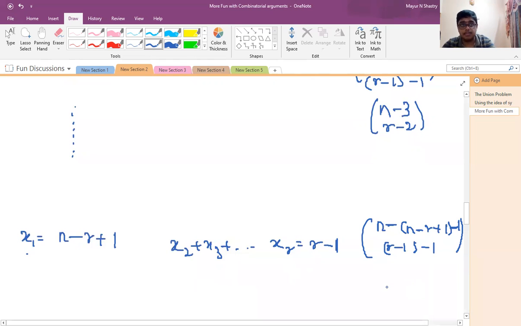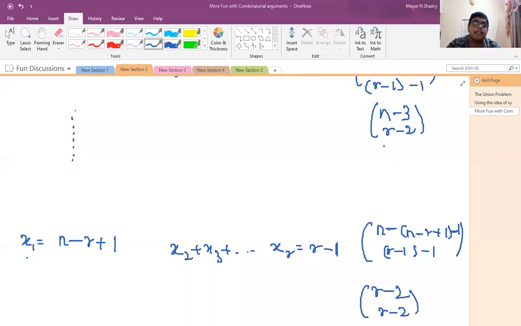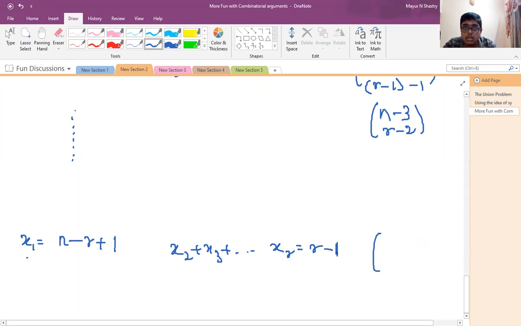So what is this? This is in fact going to be n minus n plus r minus 1. So it's going to be r minus 2, choose r minus 2. So yeah, it's r minus 2, choose r minus 2. Why it's r minus 2, choose r minus 2 can be explained in a better way. I'm sorry for that. So take this r minus 1 and subtract 1. And there are r minus 1 here, r minus 1 and subtract 1. So it's r minus 2, choose r minus 2.